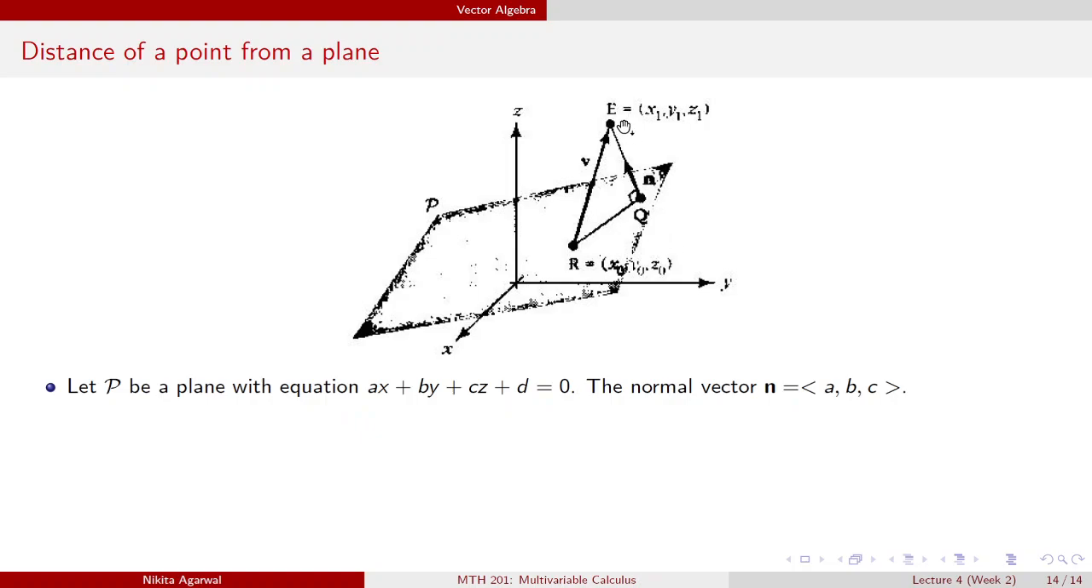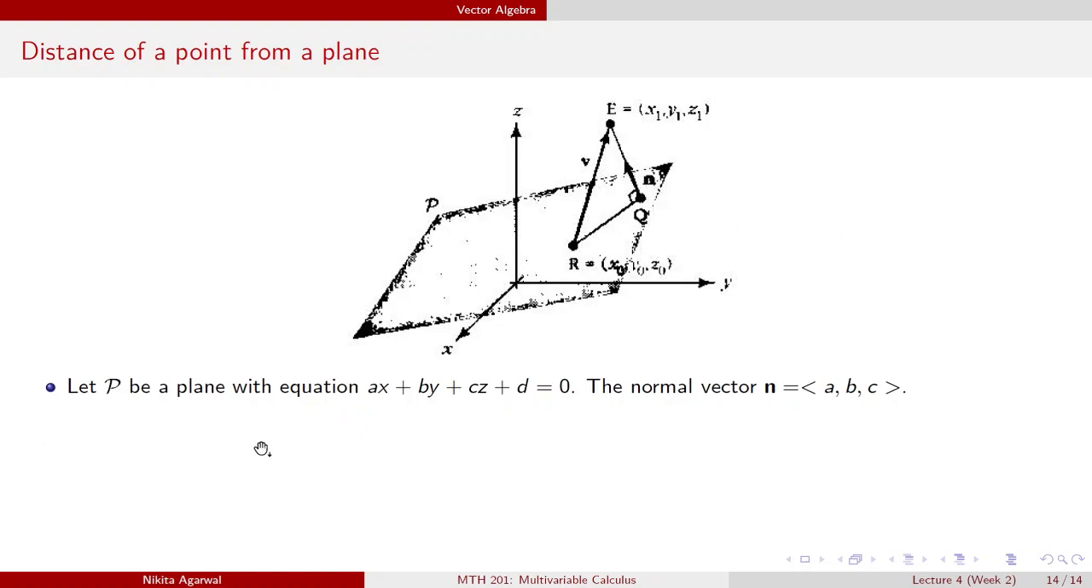What is that? You drop a perpendicular from this point to the plane. In this case, it is EQ. EQ is the distance of the point from the plane, because when you drop a perpendicular from E to the plane, you land at Q. So this height is the distance of this point from the plane. So this is what we have to compute.